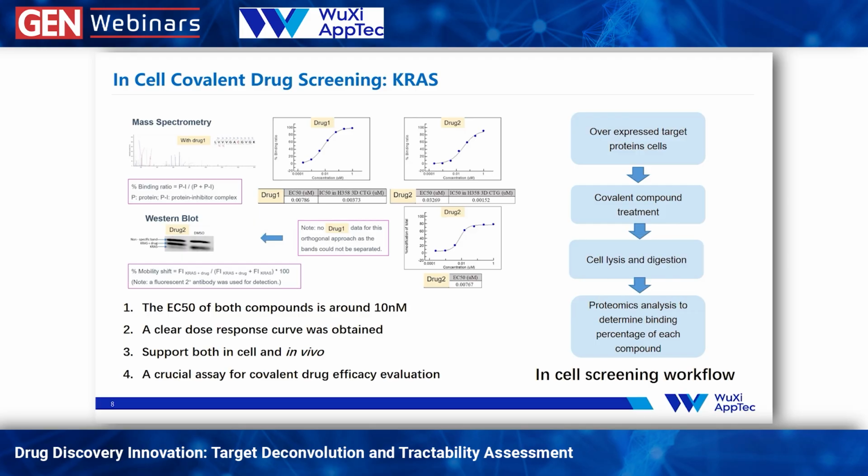As we can see, a clear dose response curve was generated, and the GC50 of the two compounds is around 10 nanomolar. This result suggests that both compounds are highly potent. Target proteomics is an essential assay for evaluating the efficacy of the covalent drugs.